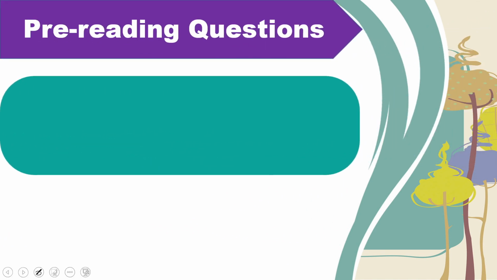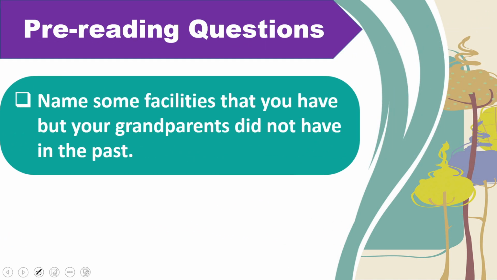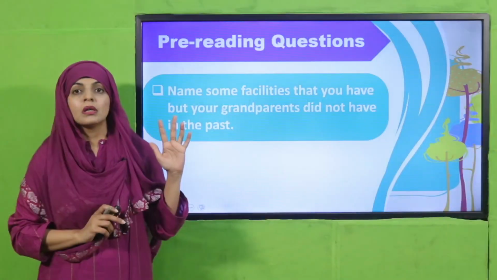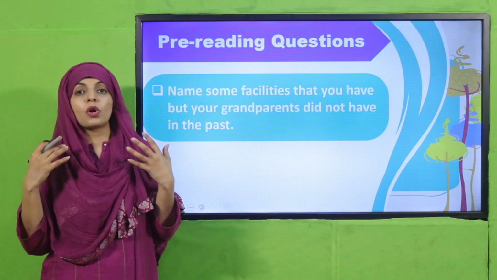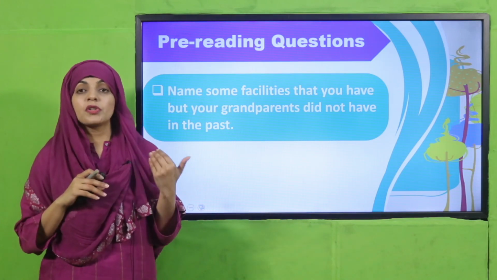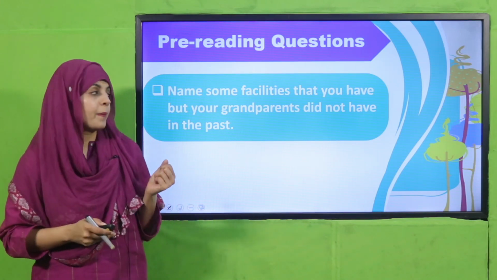So my dear students, now the pre-reading questions. Let's have a look. Name some facilities that you have but your grandparents did not have in the past. Televisions, mobile phones, computers, cars, ACs. So these are some facilities which were not present in the past or which our grandparents did not enjoy.